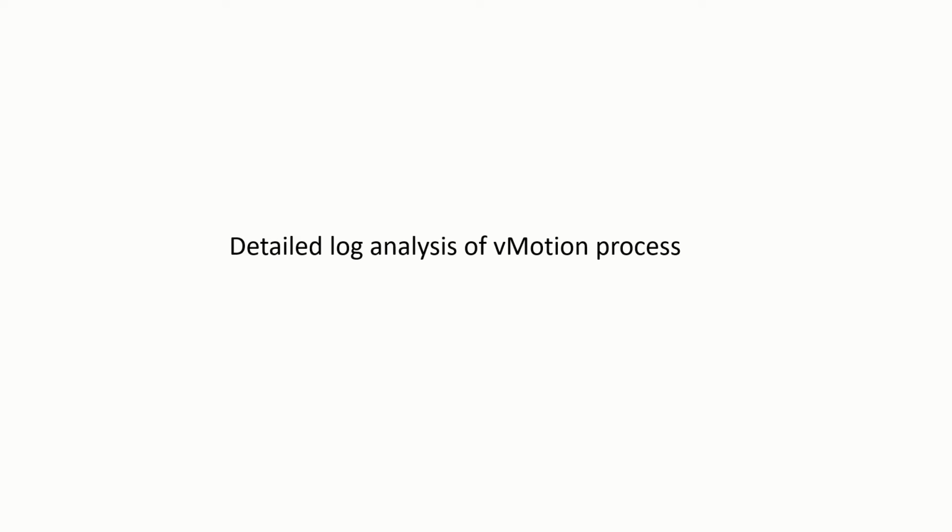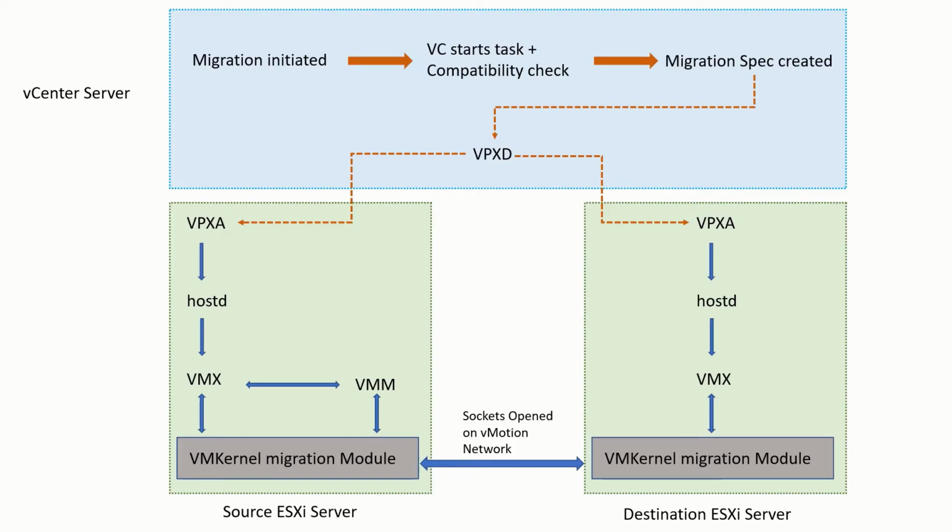vMotion process log walkthrough. When a virtual machine migration is started, the vCenter server instance will execute a so-called long-running migration task to process the migration, and a migration specification is created that contains the configuration of the virtual machine, virtual hardware, VM options, etc., source ESXi host, destination ESXi host, and vMotion network details. The migration specification is shared with the source and destination ESXi hosts by the vCenter server instance, making sure that all necessary information is exchanged to start the migration process.